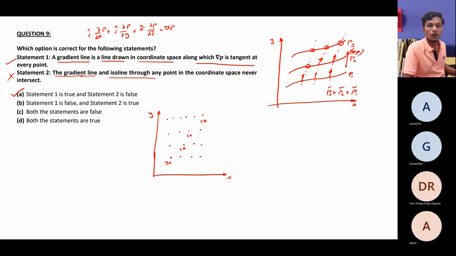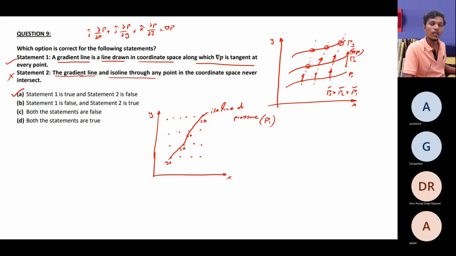If I join all these points, this is the isoline of pressure, because along this line the pressure is constant, that is 30 pascals. So we call it the isoline of P1. P1 indicates 30, where the pressure is constant at 30 pascals. Anywhere on this line, the pressure is 30 pascals. So that's why we call it the isoline.